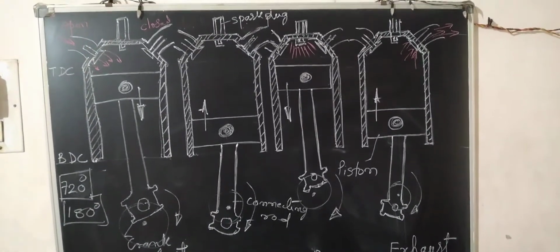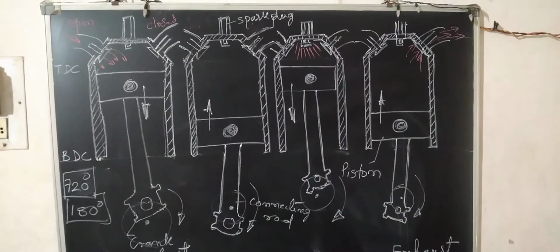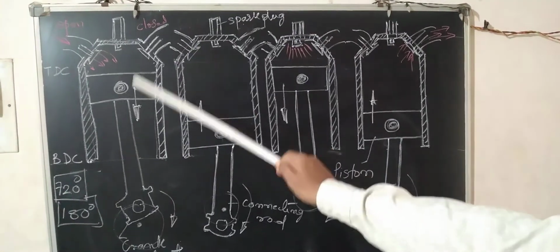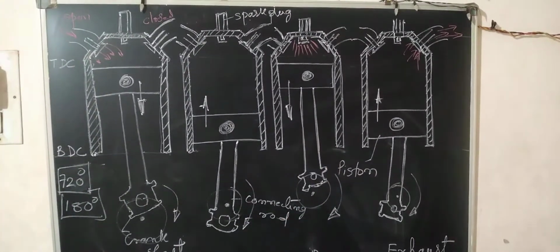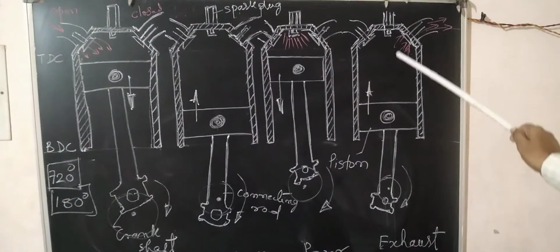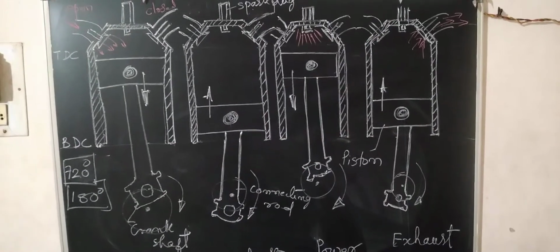This is a 4-stroke SI engine, the working principle of the 4-stroke petrol engine. This is a 4-stroke engine. The first step shows the suction stroke, the second shows the compression stroke, the third one is the power stroke, and the fourth one is the exhaust stroke. The cycle of operation is completed in 4 strokes.